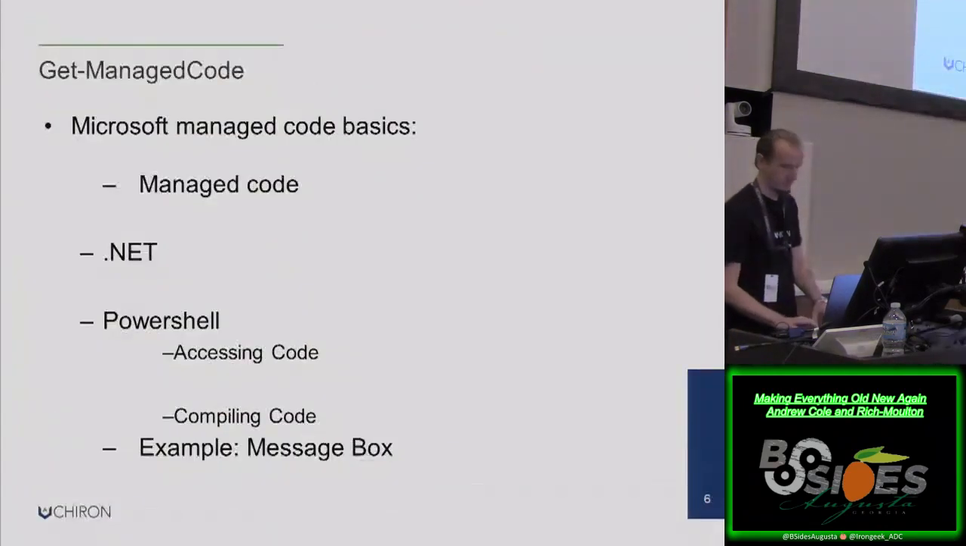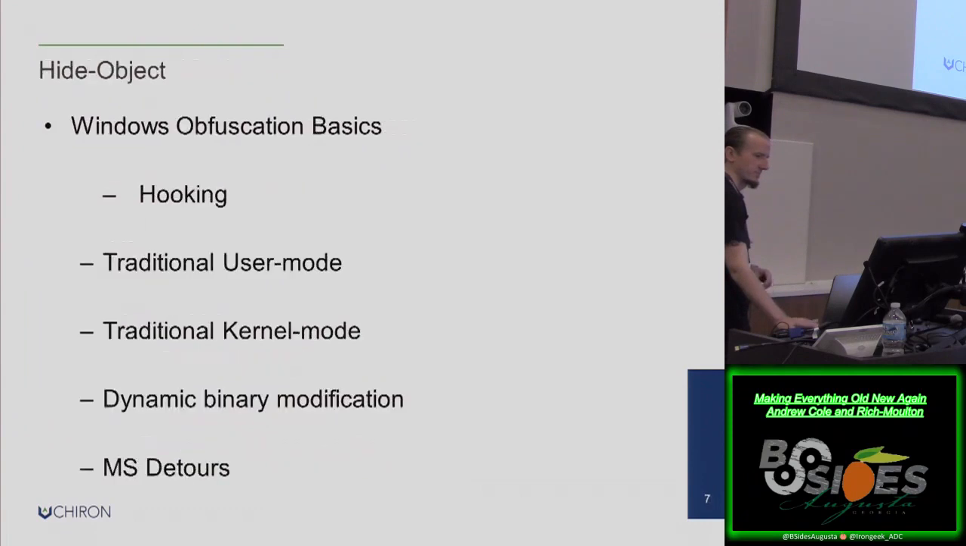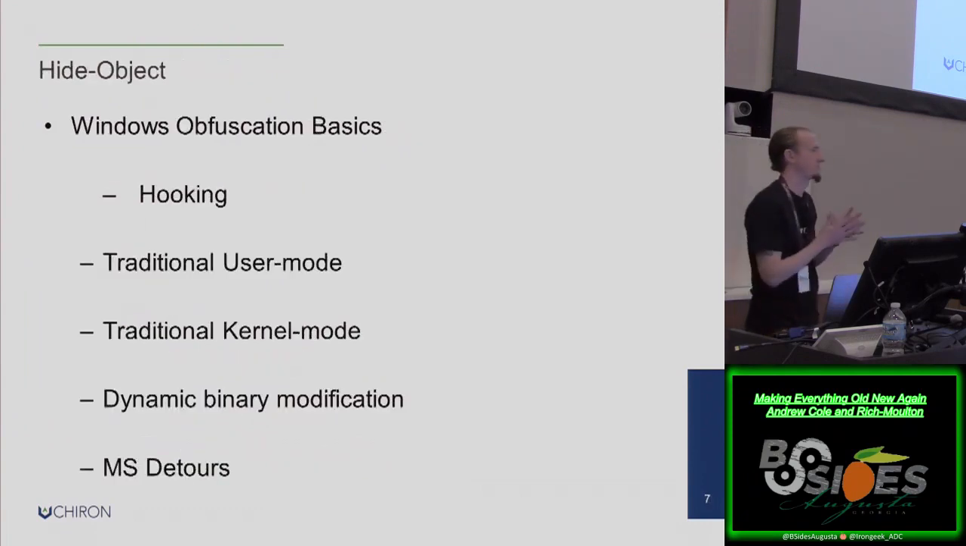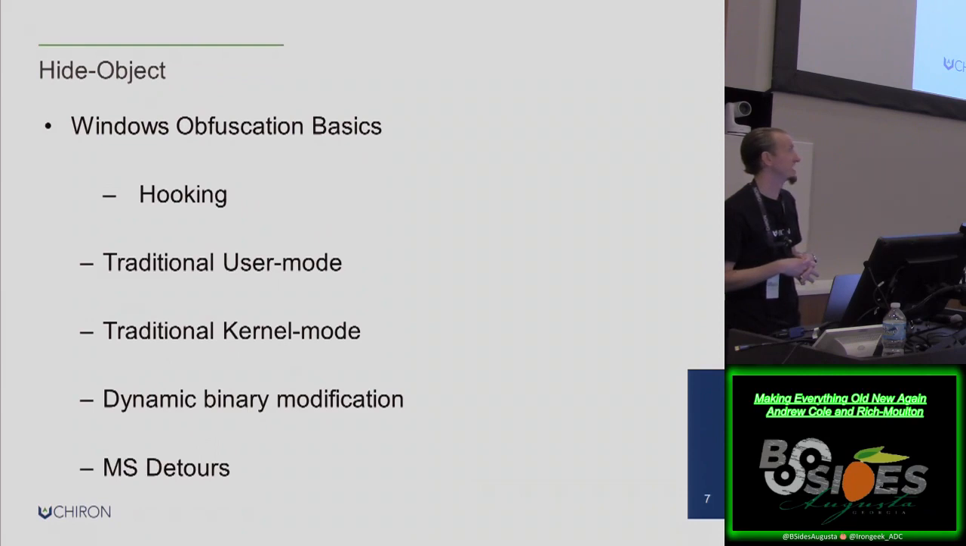So far, we've shown you how to access the Win32 API. We've shown you how to access managed code from PowerShell. Next, we'll begin to talk about how you can use this to hide files, processes, registry entries, and what's the other one? Oh, network connections.